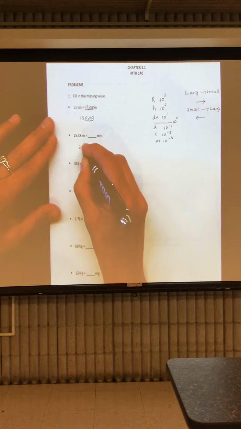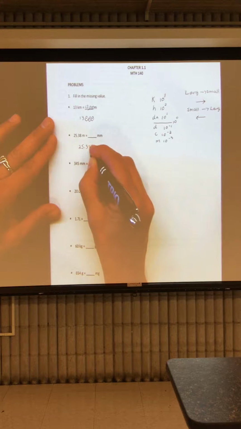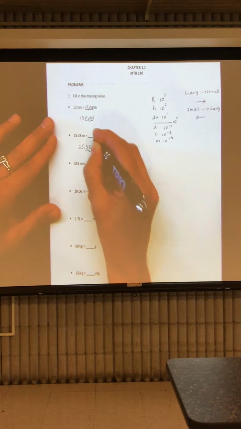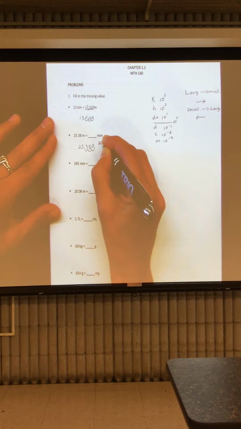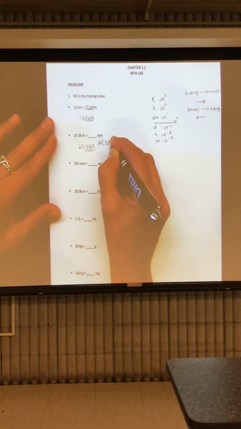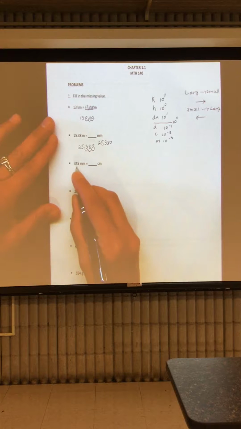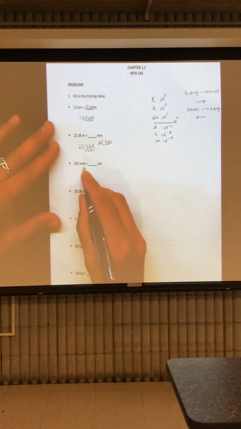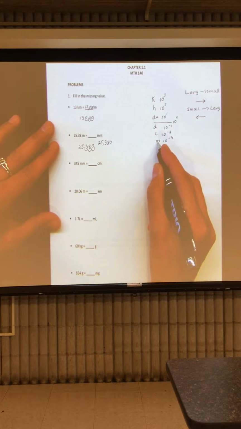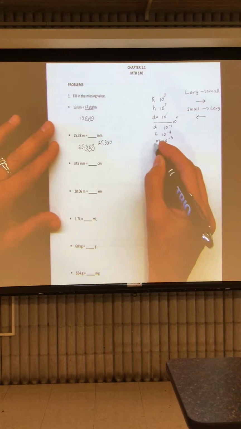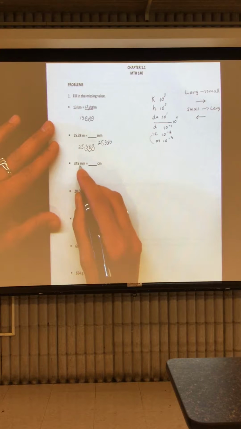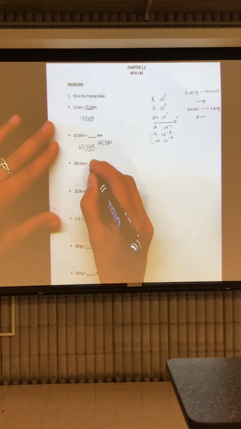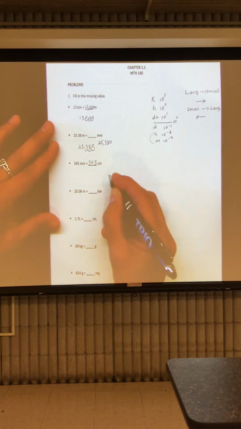Therefore, 25.38 is 1, 2, 3, 25,380 millimeters. 345 millimeters. Now we're going from smaller to larger. Smaller to larger, you move the decimal place to the left. So move it to the left one time. Your final answer is 34.5 centimeters.